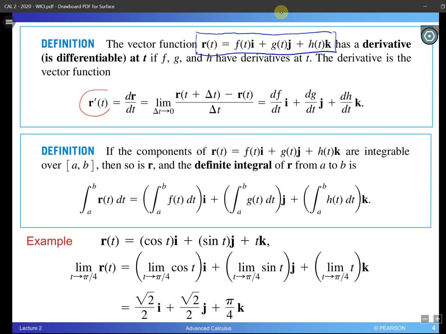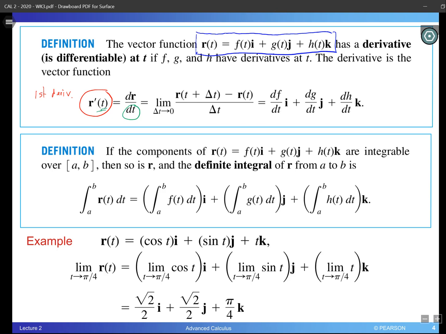You want to find this r prime of t, the first derivative. Now that our functions look a little bit different, the calculation is going to be different too. So here we stick with the one concept: perform the calculation separately on each component. So we are going to differentiate this function with respect to t. Of course, we have to do this with respect to t because it's expressed in terms of t, right?